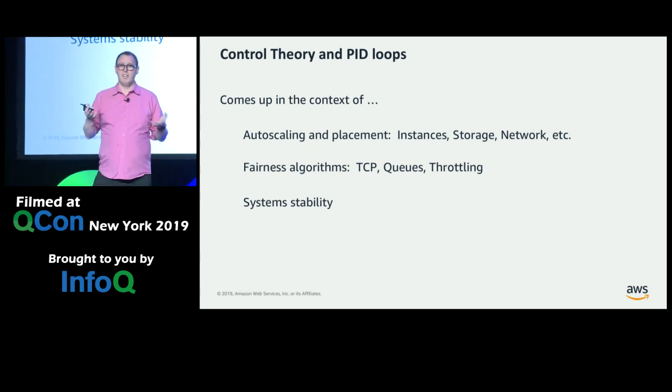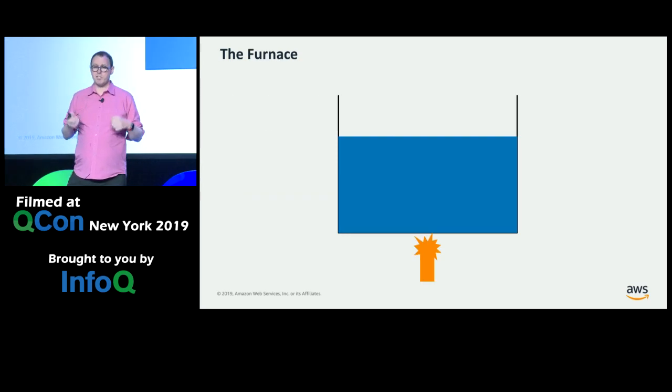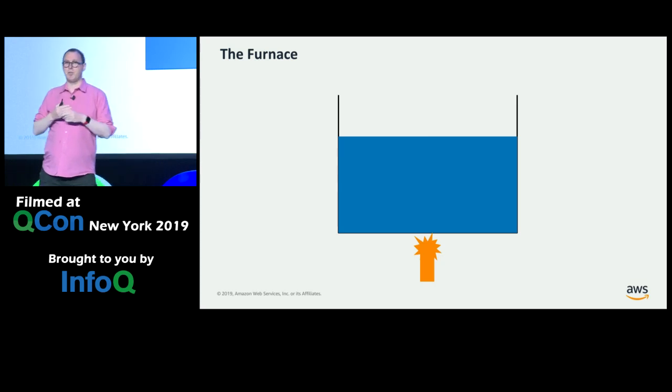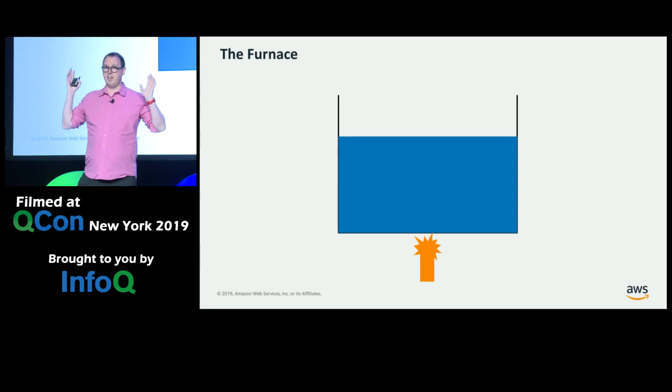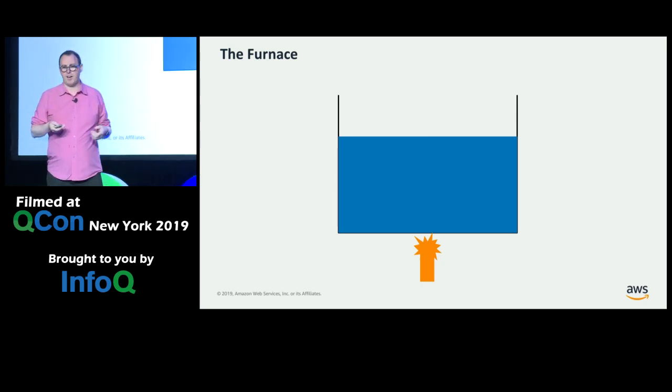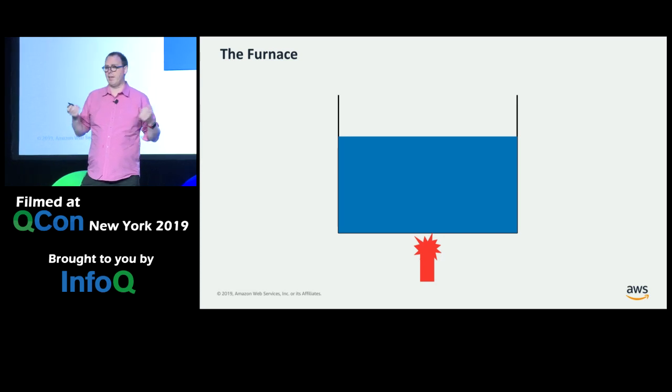No talk focused on control theory would be complete without the really classic example, which is a furnace. If you were learning control theory at a university, this would be the very first example anyone would pick, and I'm not going to do anything different. But it's a good example because it's so easy to follow. Imagine we've got a tank of water and a heat source, and we want to get the tank to a known temperature. We can vary the heat source: turn it up, turn it down, make it hotter, make it cooler.